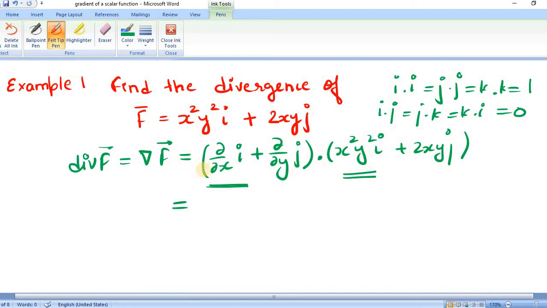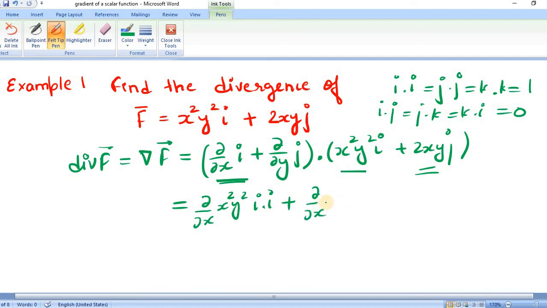And this term, del by del x, will be multiplied with this one, i dot j will be a 0. So we do not need to write this. So let us multiply all this together to have the answer. We'll multiply this with this first. So this is del upon del x, x square y square, i dot i, plus. Now I'll multiply this quantity with the second one. So this will be del upon del x multiplied with 2xy, then i dot j plus.